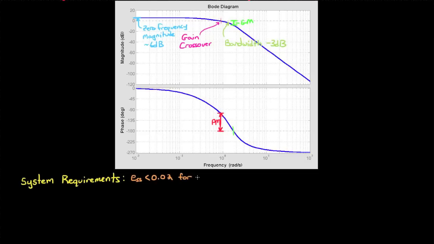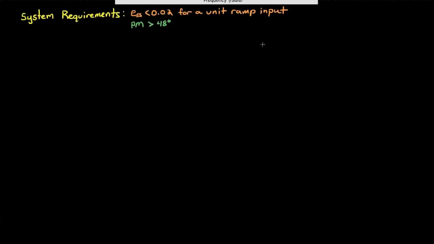Let's design a system that has a steady state error of less than 0.02 to a unit ramp input. And the system also has to have a phase margin of greater than 48 degrees. So basically this red line needs to be longer than 48 degrees for our particular Bode plot once we're done designing our compensator. And we'll also say that we're given this exceedingly boring plant, which is 1 divided by 0.2s plus 1.